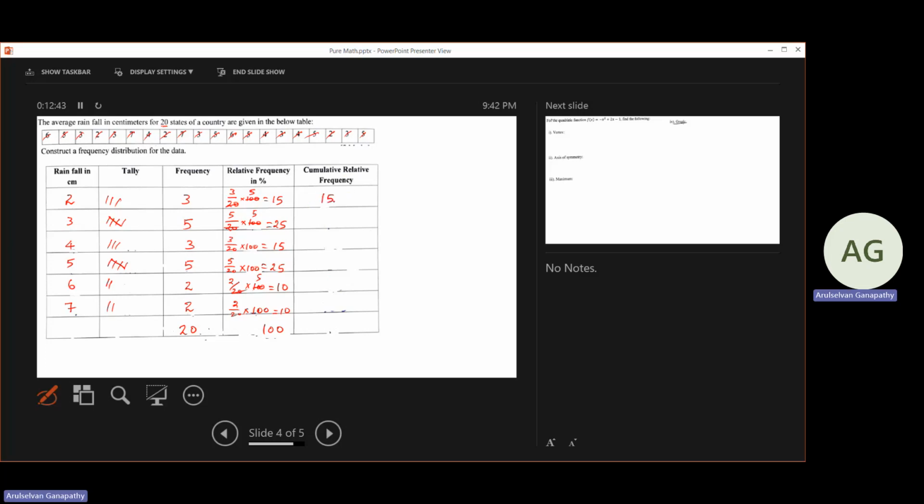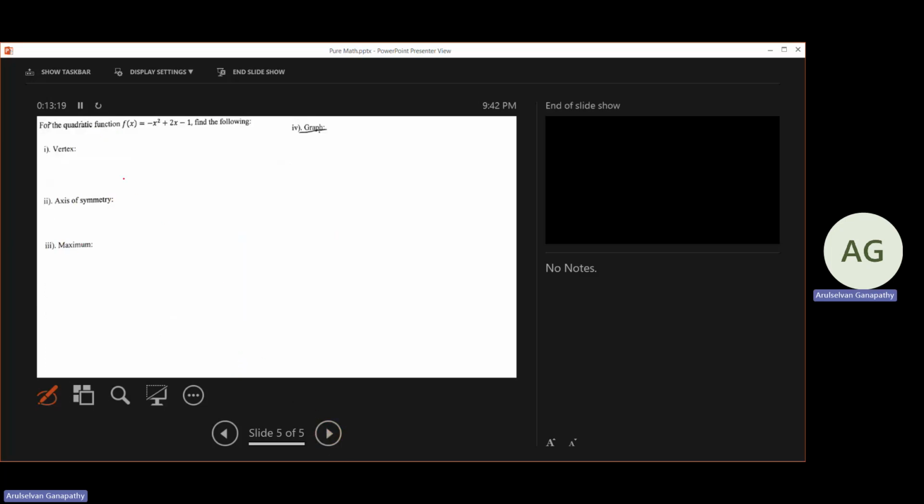So what is cumulative relative frequency? First one is 15. Next, add this with this. So 15 plus 25, 40. Next, 40 plus 15. So you get 55. Next, 55 plus 25, 80. 80 plus 10, 90. 90 plus 10, 100. So the cumulative relative frequency also we got. Right. The next one. What is the next we have?